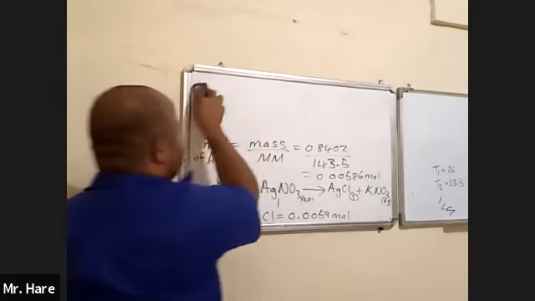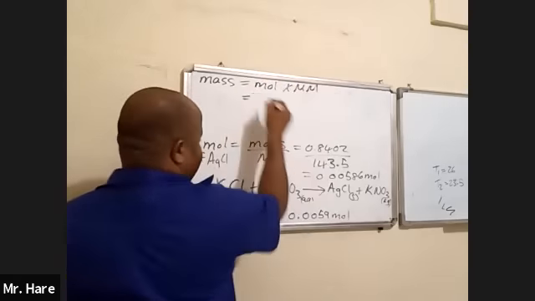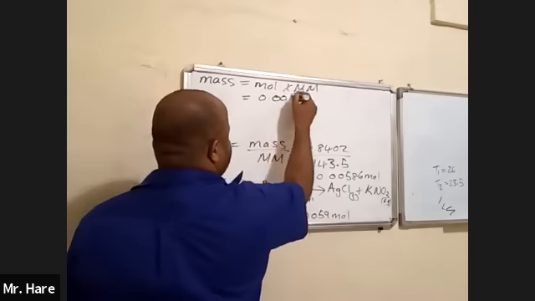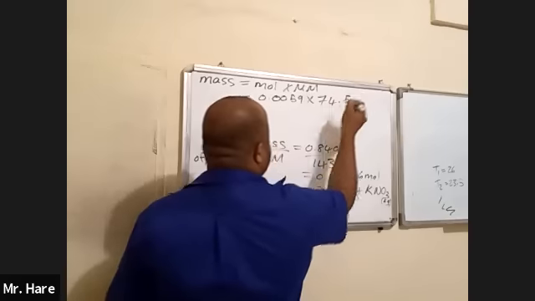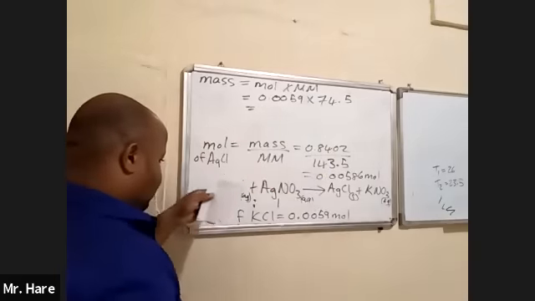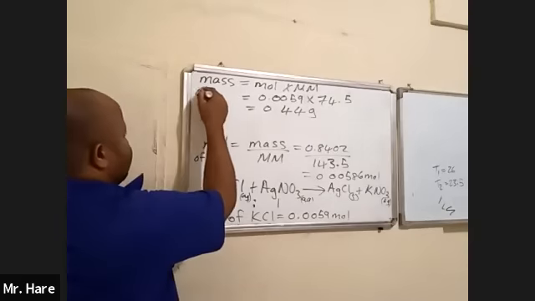Again, how do we find mass? Mole times molar mass, or RMM. So mass is mole times molar mass. The moles are 0.0059, and the molar mass is 74.5. And I got 0.44 grams. So that is the mass of KCl in the sample.